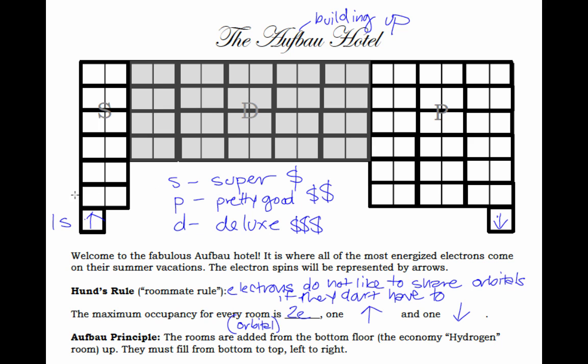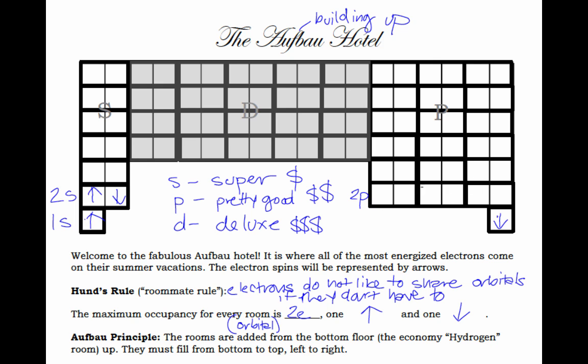Okay, the next room to fill will be 2s. So this will be this room right here. So we'll have an up arrow and a down arrow. Then you're going to go all the way across the periodic table to here. This is 2p. Now, 2p has three different orbitals, or three different rooms. So here's one, and here's another one.